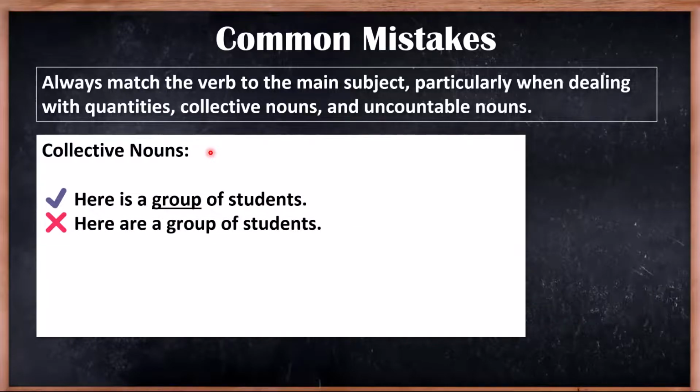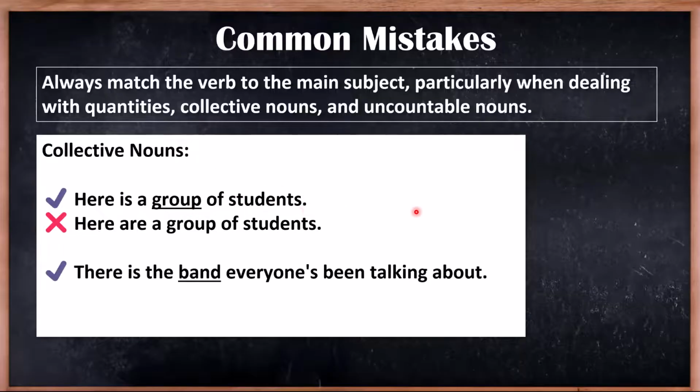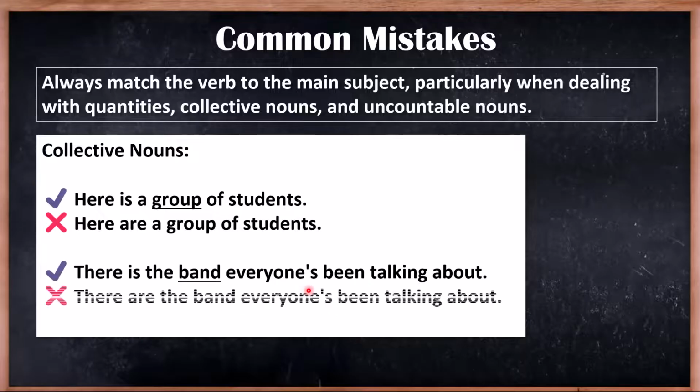And also be careful with collective nouns such as group. Here is a group of students, not here are a group. Group is singular, so we use a singular verb, even though students is plural. Another example, there is the band everyone's been talking about, not there are the band. Band is singular, even though there are multiple people in the group.